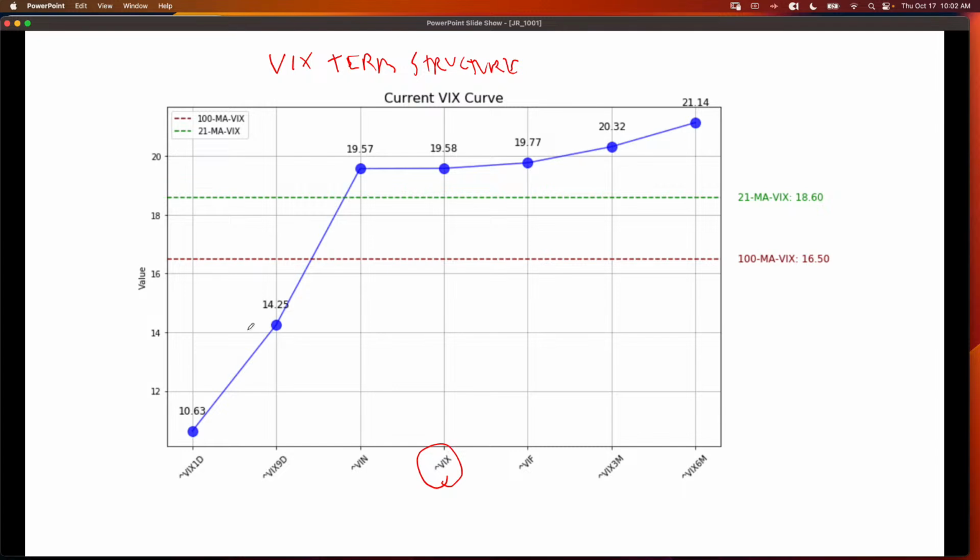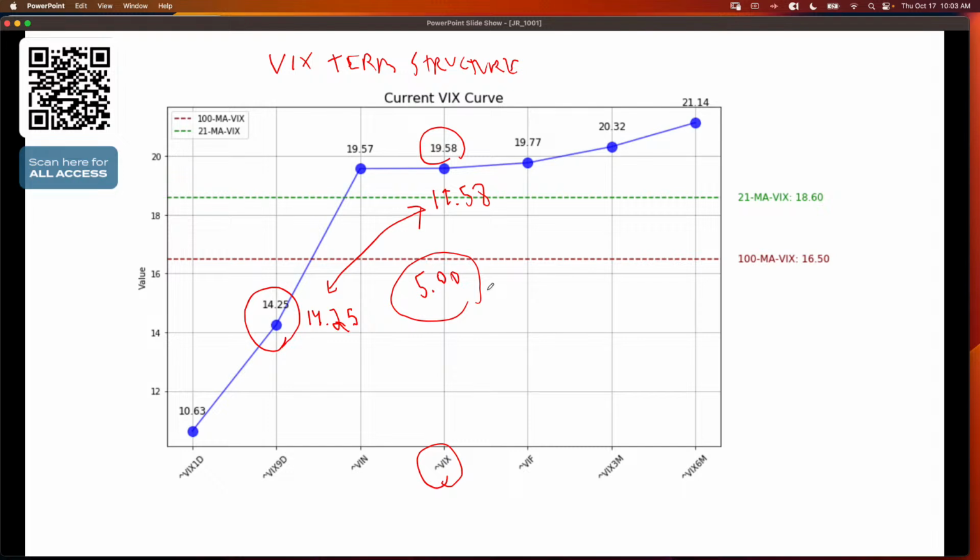Well, this is the disconnect right now. VIX 9D is trading at 14.25 when I took this screenshot. It might be trading at 14.50 right now. The VIX for 30 days is trading at 19.58, a difference of over 5 points. What does that tell us?